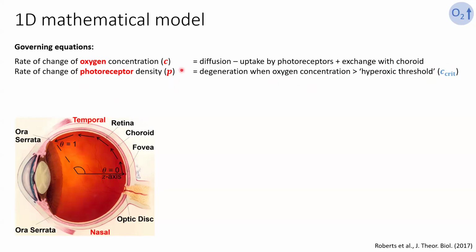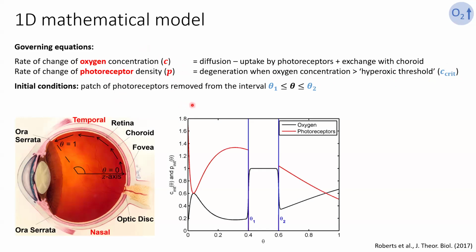In order to close this system, we need mathematically two other things. First of all, we need some initial conditions. We need to say what state the system is in at time t equals 0. For the purposes of this presentation, we're always going to start with an initial condition where I remove all of the photoreceptors from some interval θ1, θ2. In one dimension, this would look like this. Between θ1 and θ2, I've removed all the photoreceptors. So this red curve goes down to 0 between 0.4 and 0.6. As a consequence, the oxygen distribution, the black curve, comes up to choroidal or near choroidal levels in that interval.